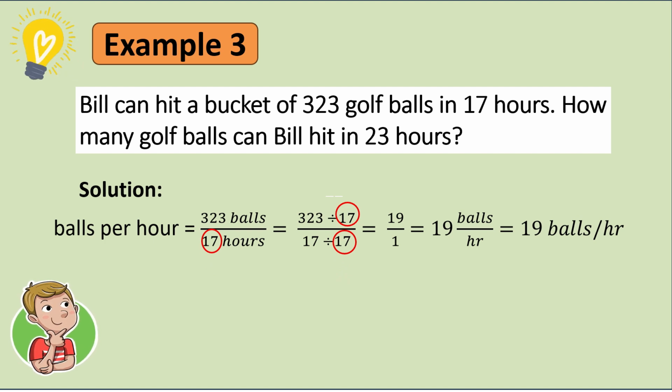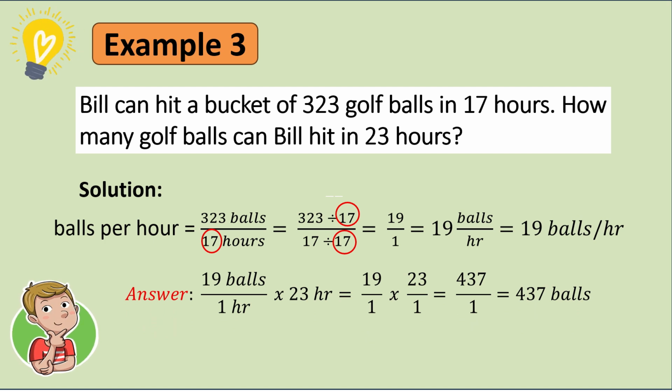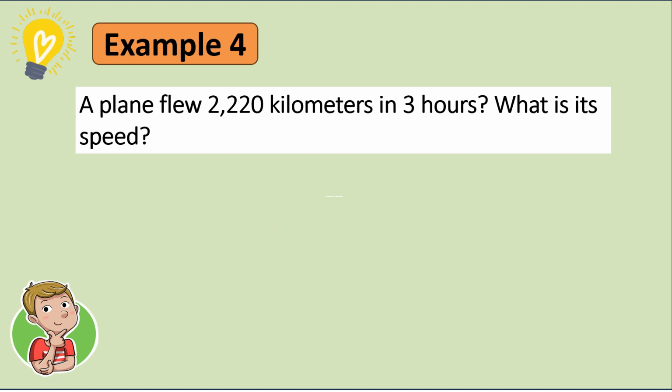We now multiply our unit rate of 19 balls per hour by 23 hours to get the number of balls Bill can hit in 23 hours. We cancel the hour unit and get the product of 19 and 23 to get 437 balls, which is our final answer.